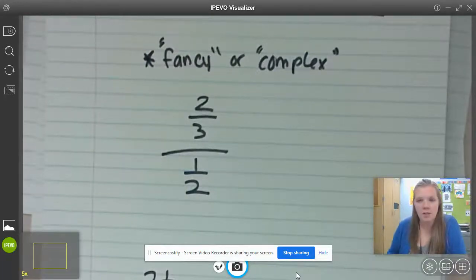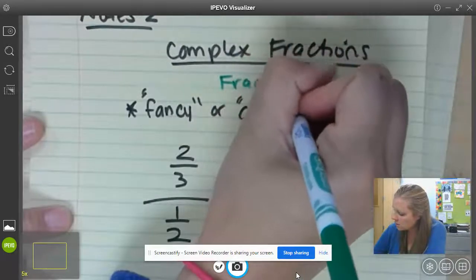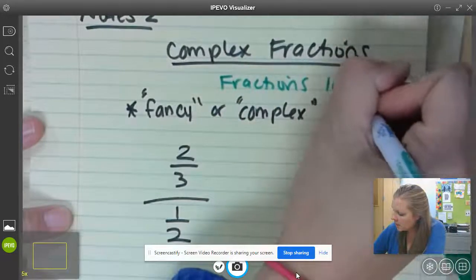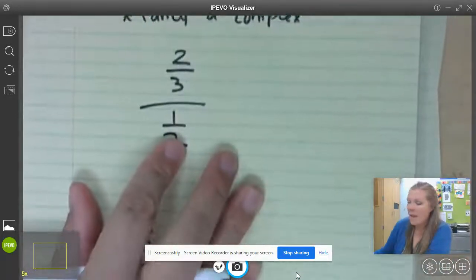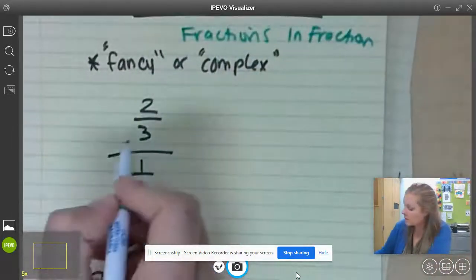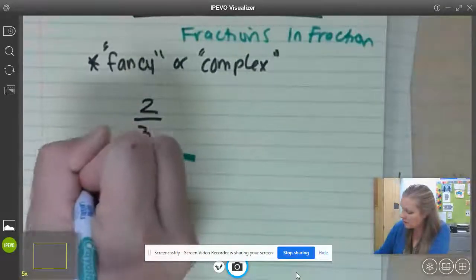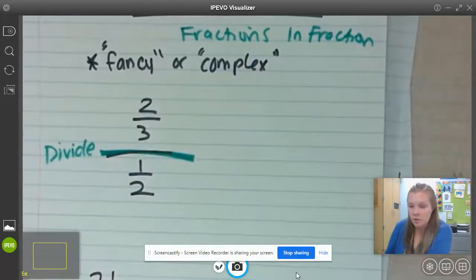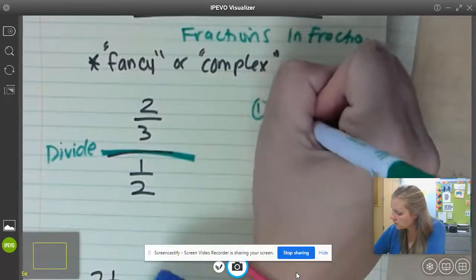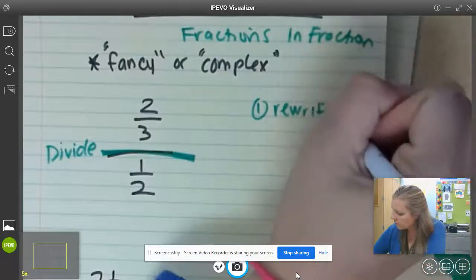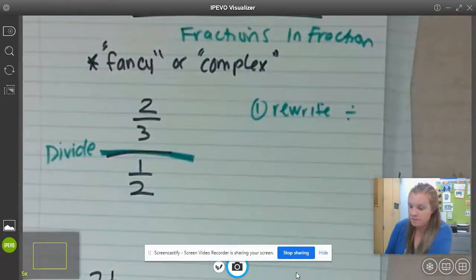So this is called a complex fraction. Complex fractions are fractions in a fraction. Very fancy. And what we have to remember about fractions is that the line here means to divide. So the first thing you're going to do, number 1, you're going to rewrite it. Rewrite the problem using the traditional division symbol.